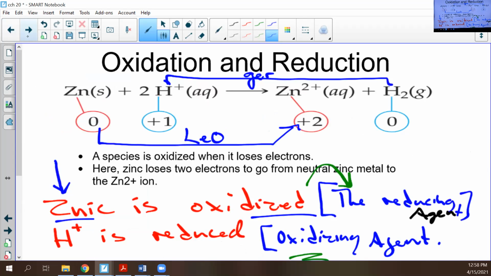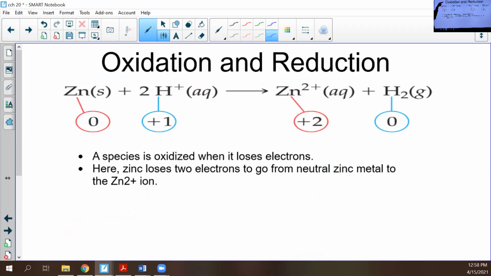All right, here's some definitions you must know. And once again, these were in the other chapter. A species is oxidized when it loses electrons. The substance. You could say the atom or the ion or the compound, whatever.